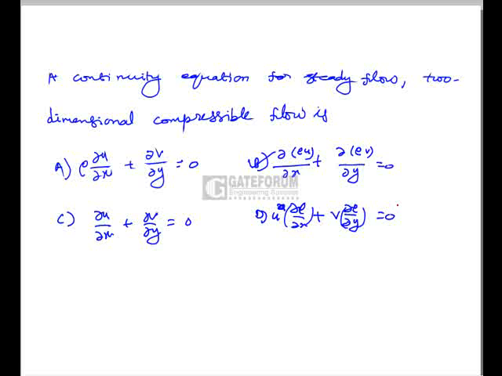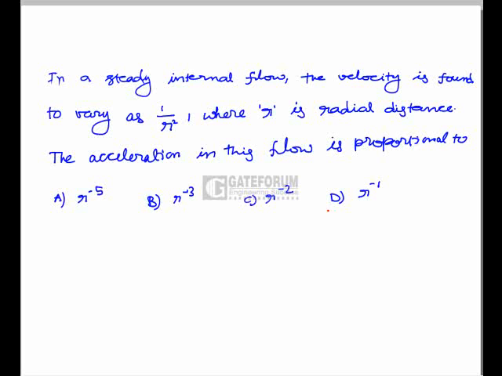In a steady internal flow, the velocity is found to vary as 1 by r square, where r is the radial distance. The acceleration in this flow is proportional to. Here, velocity is varying with respect to 1 by r square, and of course, acceleration is rate of change of velocity with respect to time, but not to the radial distance, so it also varies with r power of minus 2. So in the options, the right option is C.